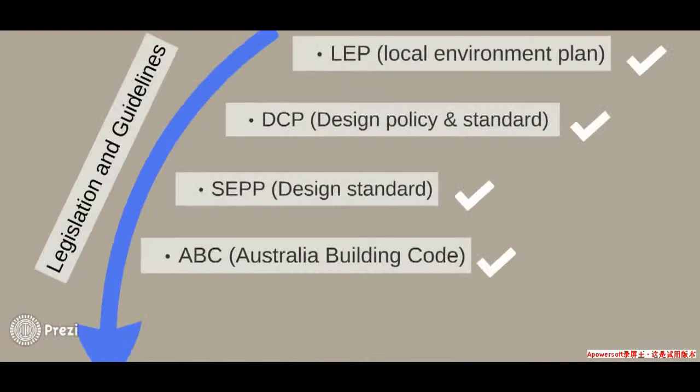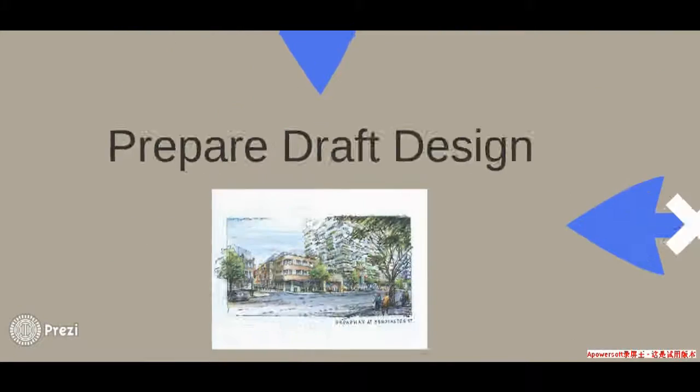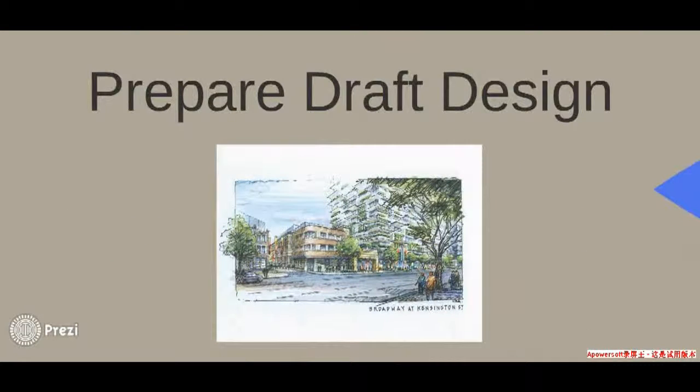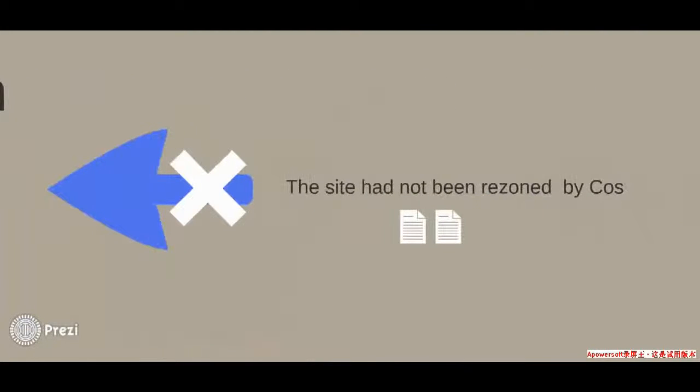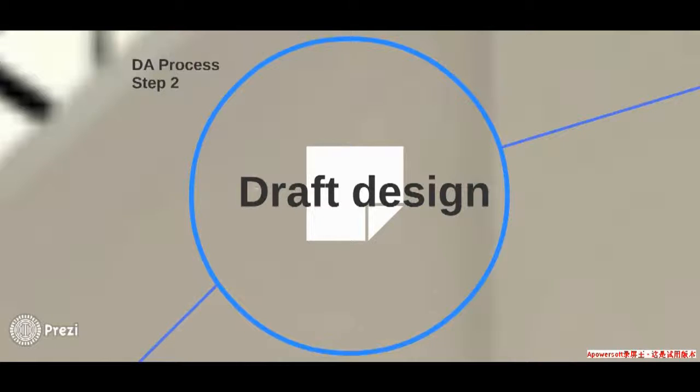A series of legislations and guidelines such as LEP, DCP, State Environmental Planning Policies, and the Australian Building Code will control the design strategy until the finalization of the draft. However, the fact is the site had not been rezoned by City of Sydney Council at the moment. In June 2004, City of Sydney Council and Central Sydney Planning Committee resolved to inform the owner and developer that a Stage 1 DA should not be launched until the site had been rezoned.